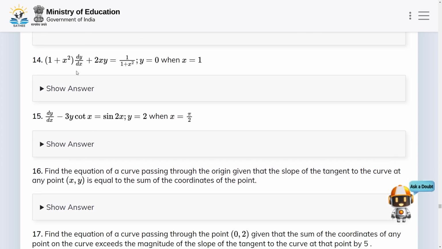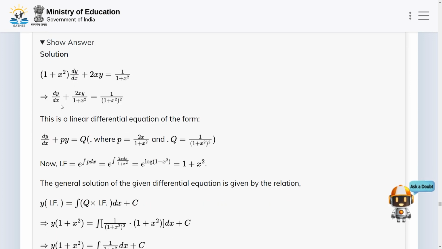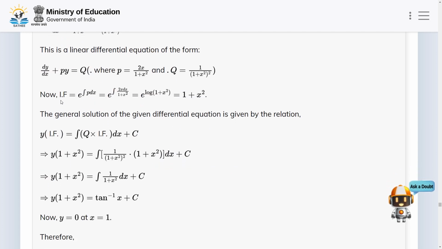14th problem. Reduce into a standard form. You will have dy by dx plus 2xy divided by 1 plus x square is equals to 1 divided by (1 plus x square) whole square. This means p will be 2x divided by 1 plus x square and q will be this right hand side expression. This means integrating factor will be 1 plus x square. You can perform the corresponding steps. So you will get integrating factor as 1 plus x square.